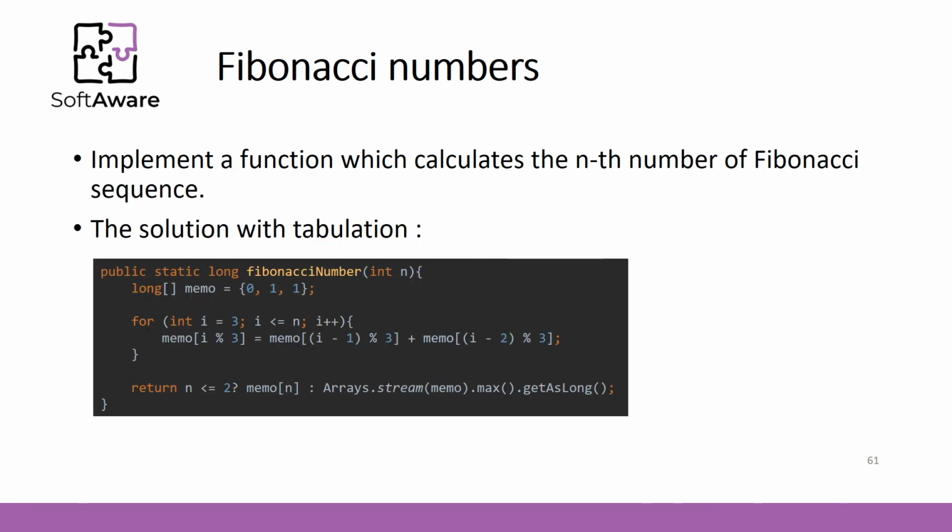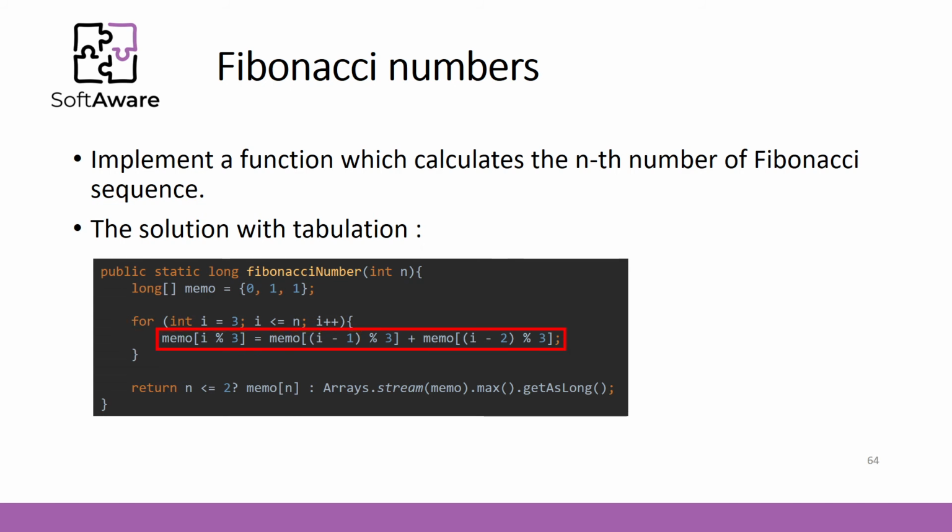Let's look at another solution for the Fibonacci numbers problem. This time we will use another dynamic programming technique called tabulation. This time our solution is not even recursive. We use a local memo table for storing 3 Fibonacci numbers. Initially, it is the first 3 Fibonacci numbers. We iterate from the third number up to the nth number.